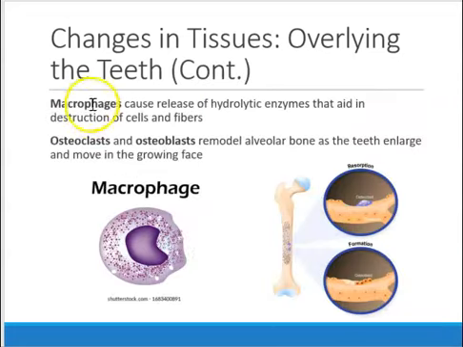Okay, we're going to look at some cells. Inside our body, we have macrophages. Inside the blood stream, we have these cells. There are macrophages, osteoclasts, and osteoblasts, so let's look at what these cells do. This is what a macrophage looks like. It's a white blood cell. They release hydrolytic enzymes, and these enzymes destroy cells and destroy fibers.